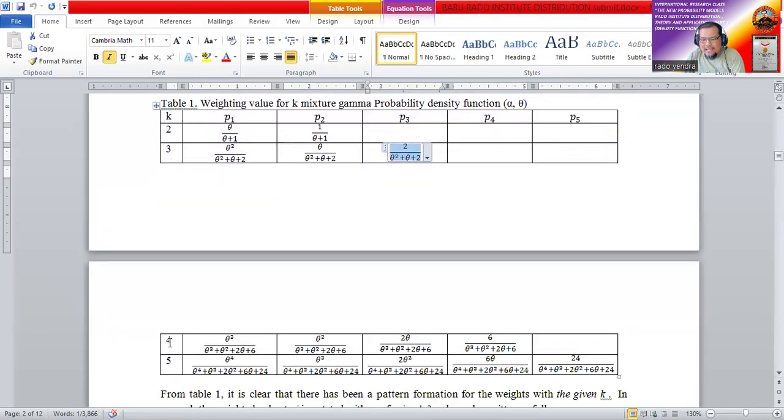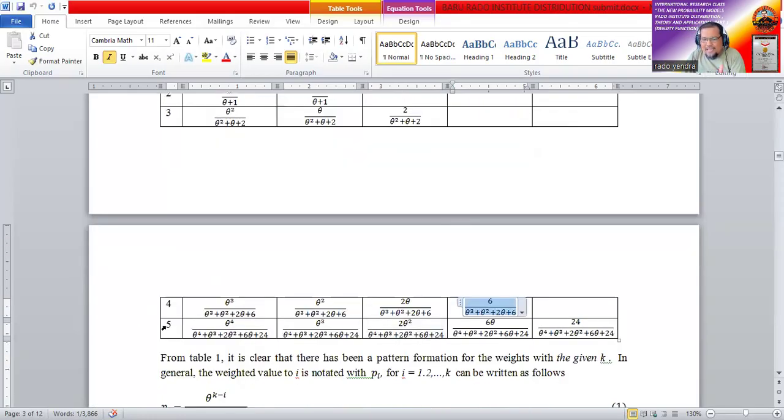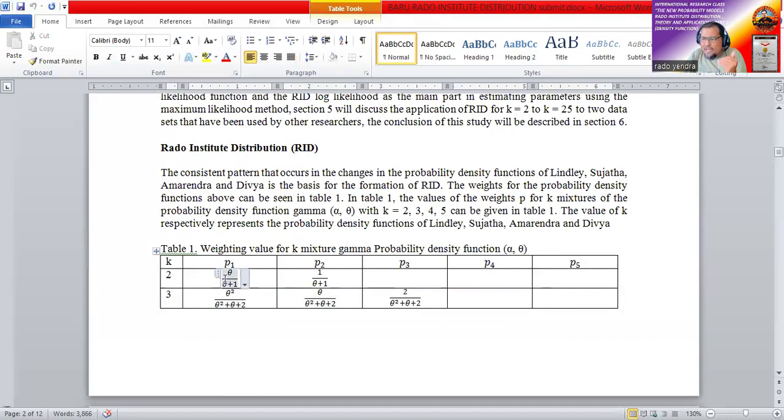And for K equal to 4, it means the Amarendra, a mixture of four gamma distributions with weight 1, weight 2, weight 3, and weight 4. Then for K equal to 5, it means the Devya, the mixture of five gamma distributions, with the first, second, third, fourth, and fifth weights. You must remember the summation of the weights must be equal to 1.